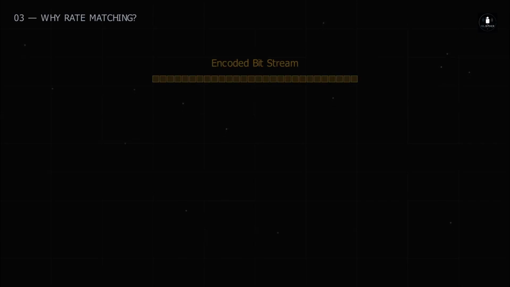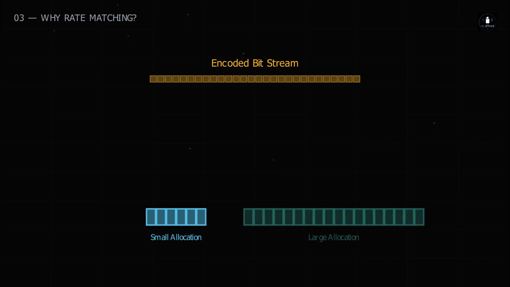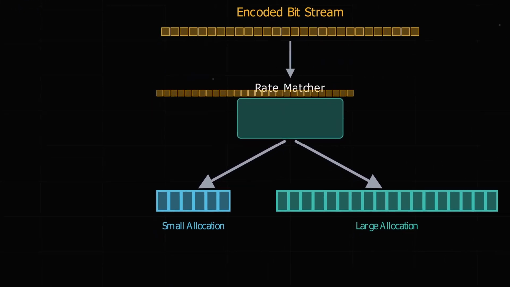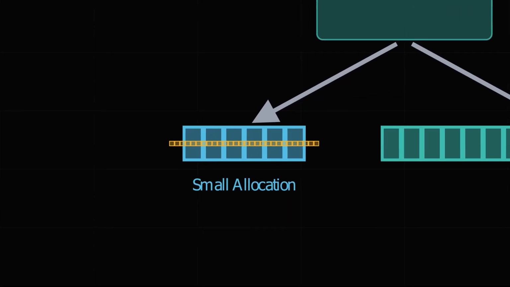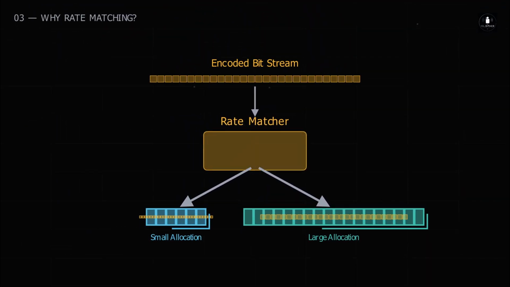After LDPC encoding, we obtain a long stream of encoded bits. However, every transmission is allocated a different number of resource elements. Sometimes, only a few are available. And sometimes, many are available. Rate matching adapts the encoded bits so they exactly fit the available radio resources, whether we have a small allocation or a large one.